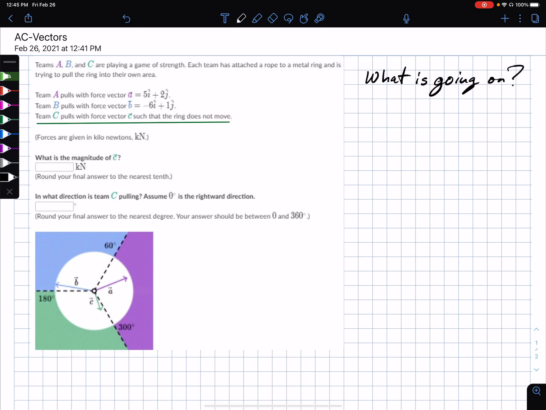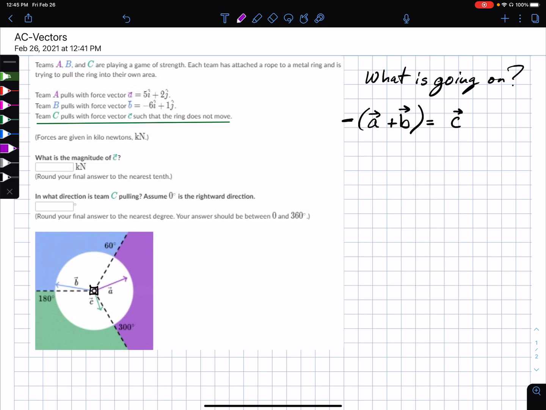Think of it this way. If you add up force vector A and force vector B, C is canceling it out. Because a vector is both magnitude and direction, we can't just say it's equal to C, we have to say it's equal and opposite. So A plus B is the opposite of vector C, and that's what's stabilizing the ring here in the middle.